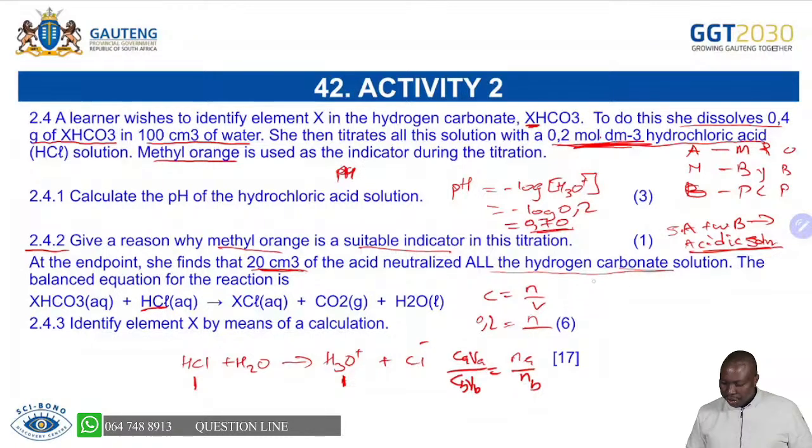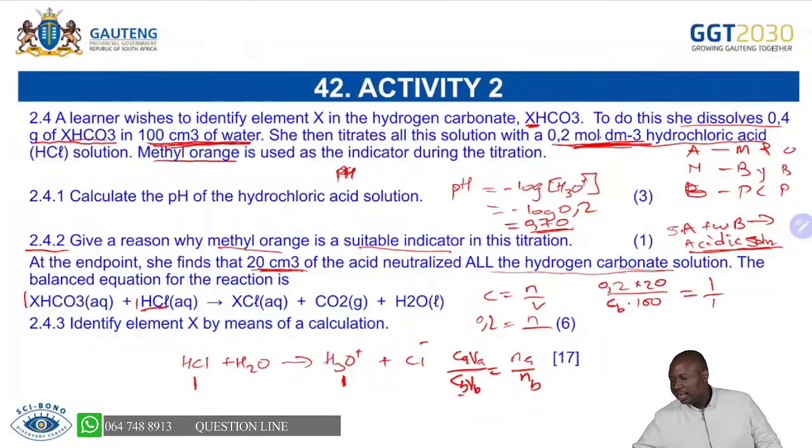Then if you're using that equation, you will have seen that the concentration of the acid was 0.2. The volume of the acid was 20 mL, so it's 0.2 times 20 over the concentration of the base, which is what we are looking for. But the volume of the base we're given, it was dissolved in 100 mL of water, so that is 100 there. And if you look at the equation, the mole ratio is 1:1.